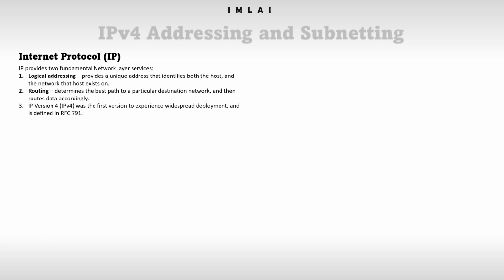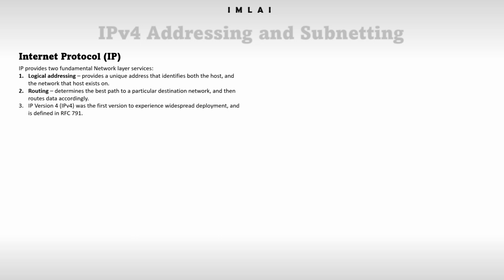Then IP version 4. Internet Protocol version 4 was the first version to experience widespread deployment and is defined in RFC 791. So Internet Protocol version 4 employs a 32-bit address. It consists of 32 bits, which limits the number of possible addresses to only 4294967 (about 4.29 billion), so this much only you can have, you cannot have more than that.